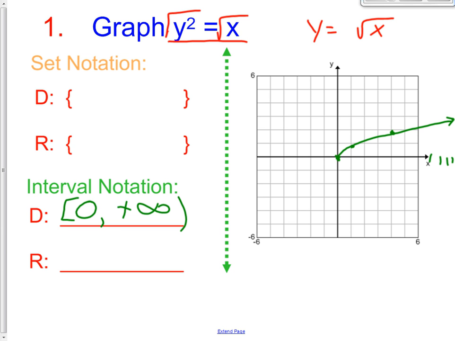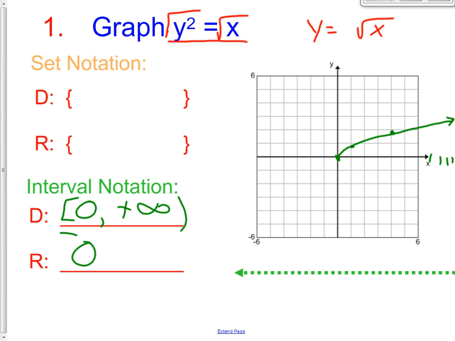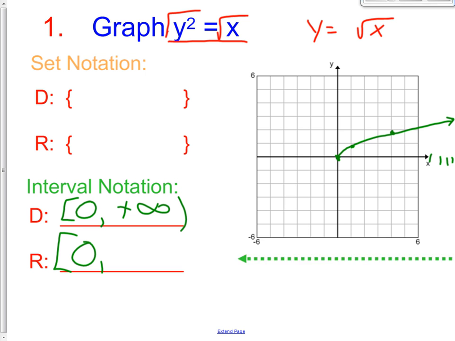So now let's talk about the y's, or the range. As we go from bottom to top, where do our y values start? They start right there, which has a y value of, once again, 0. And again, it does include 0, so we're going to have a bracket there. And how high does this line go? When x is 0, y is 0. When x is 1, y is 1.